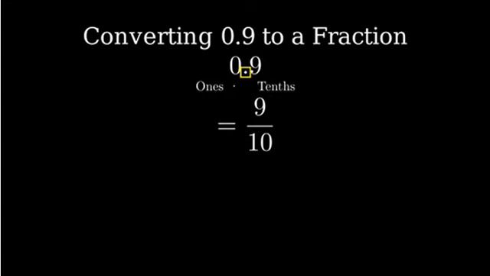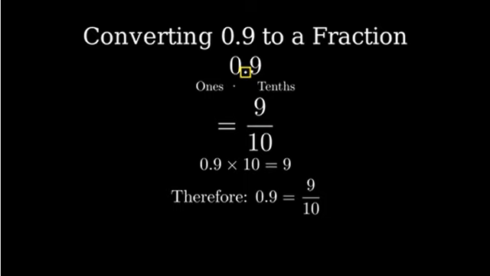Let's understand why this works when we have a decimal with one digit after the decimal point. We multiply it by 10 to get a whole number, then put it over 10. Now, let's check if we can simplify this fraction further.